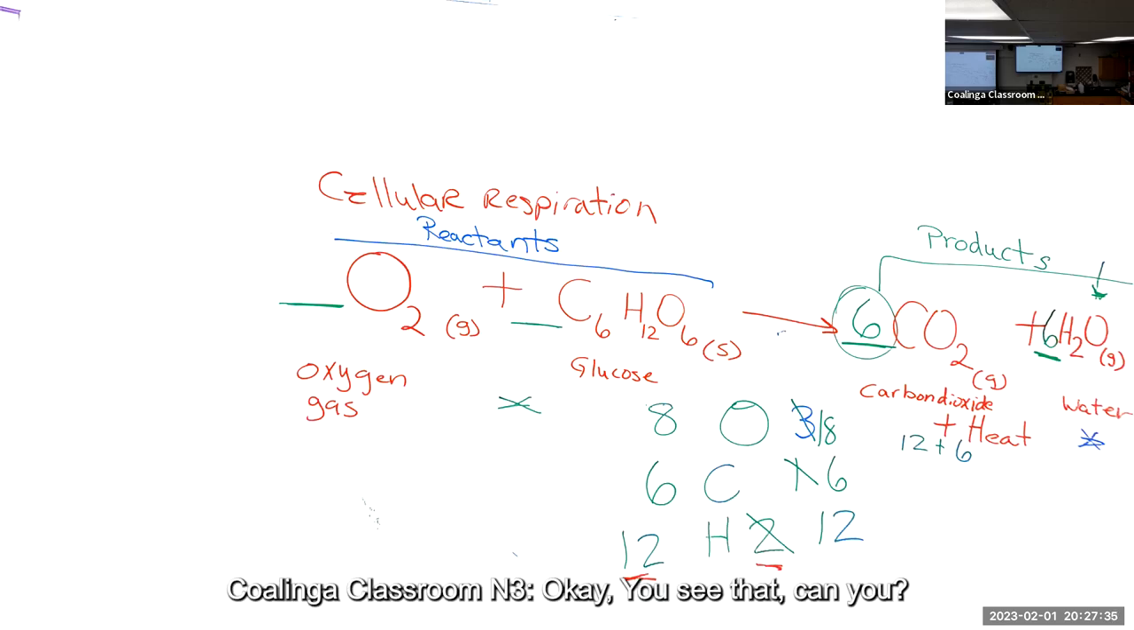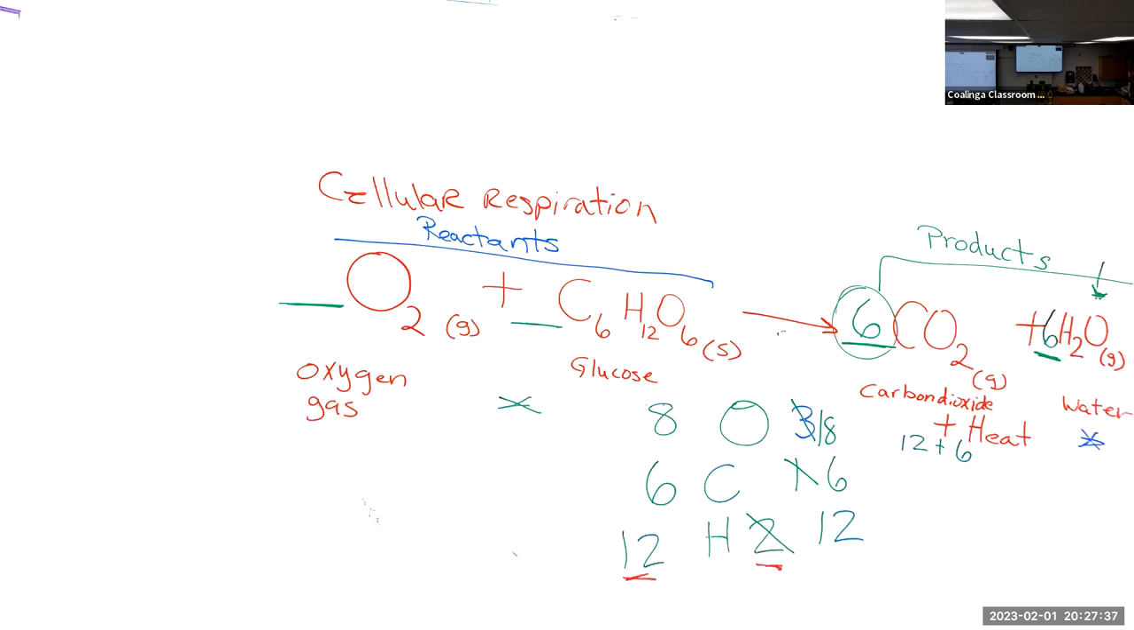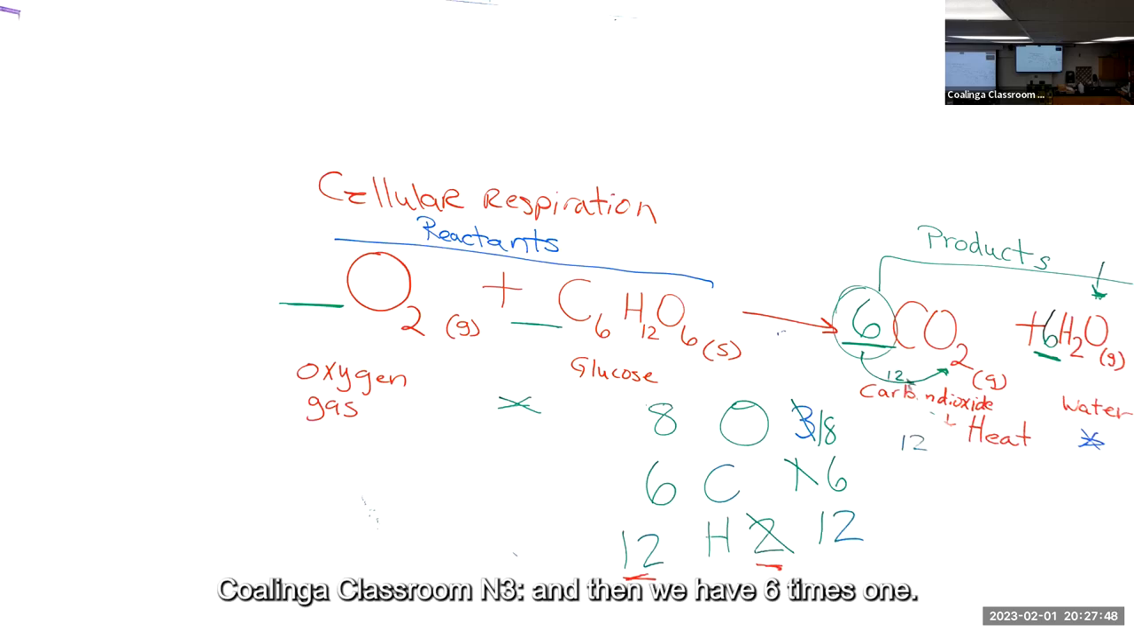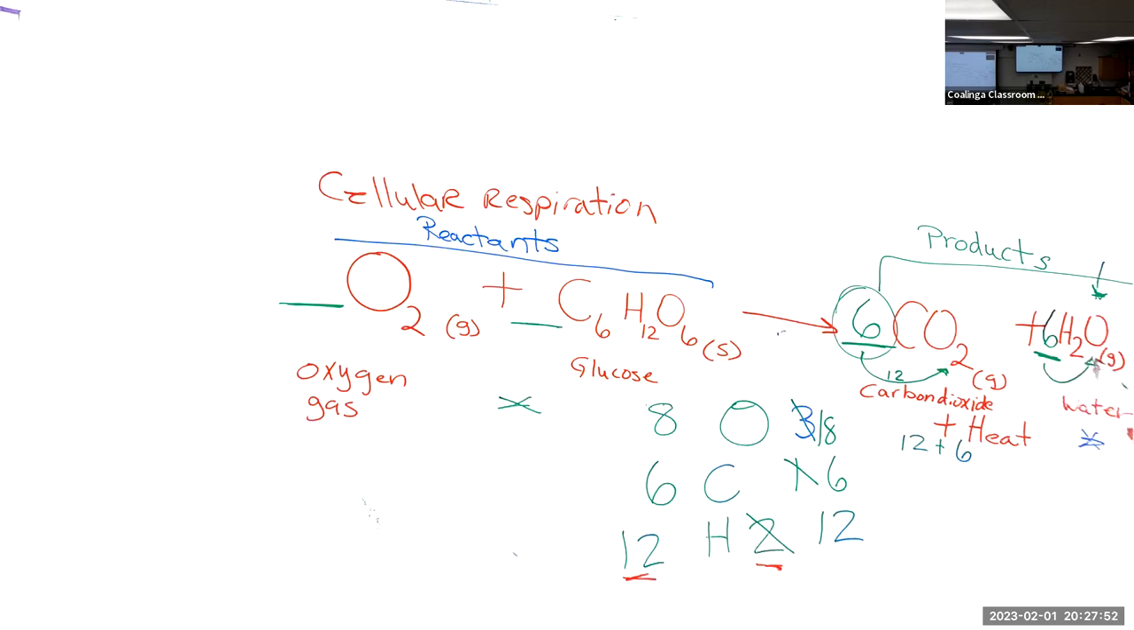Can you do one more time? I got 18. 12 plus 6? Yes. So 6 times 2. So that's going to be 12. And then we have 6 times 1. So that's 6. Okay.